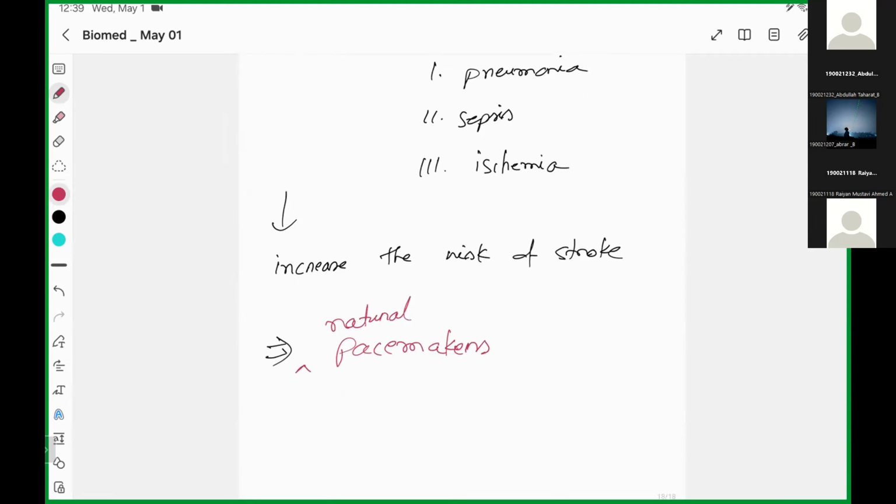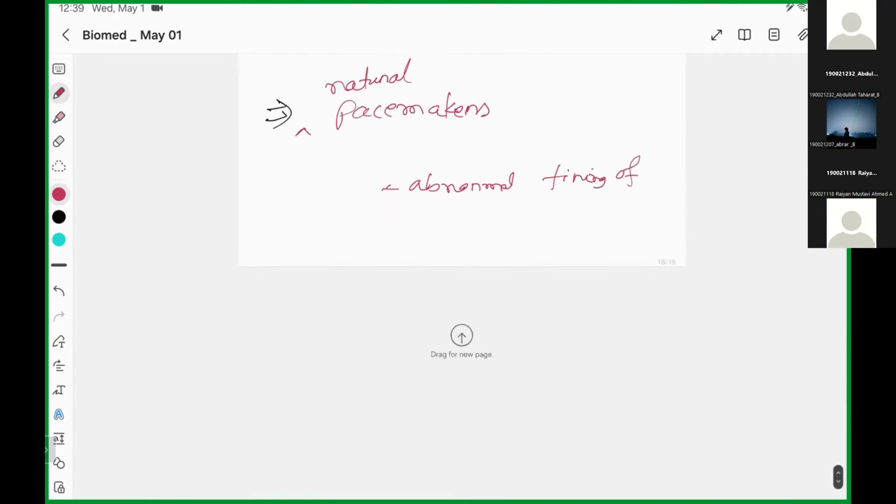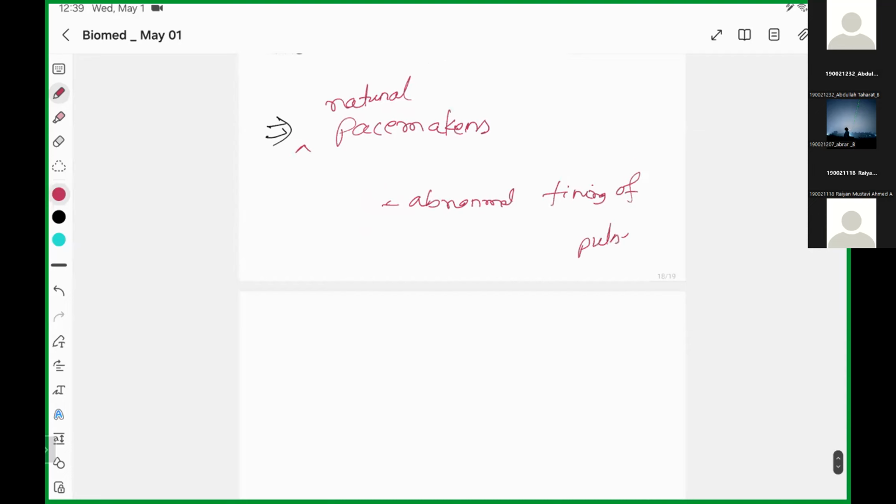That's why you have some abnormal firing of pulses. So sometimes you have the P wave, sometimes the P wave is almost gone. So these things relate to some abnormal firing of the pulse. Especially the sinoatrial node, the SA node, the natural pacemaker, is not functioning properly. That's why you don't have a very regular rhythm.